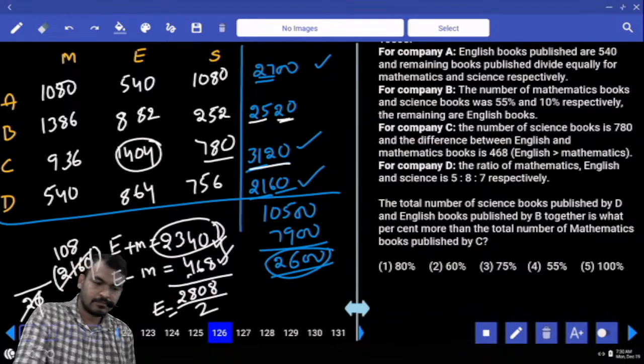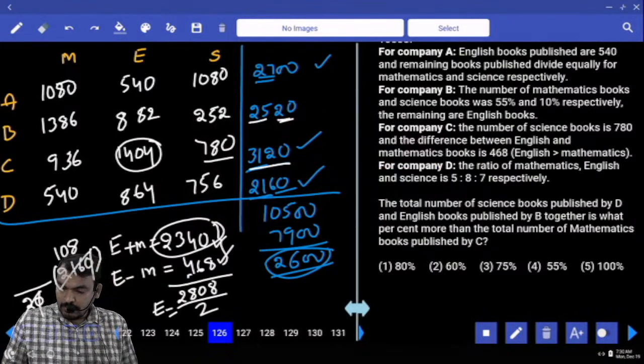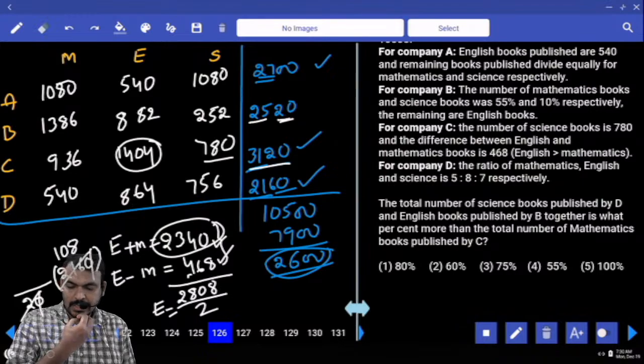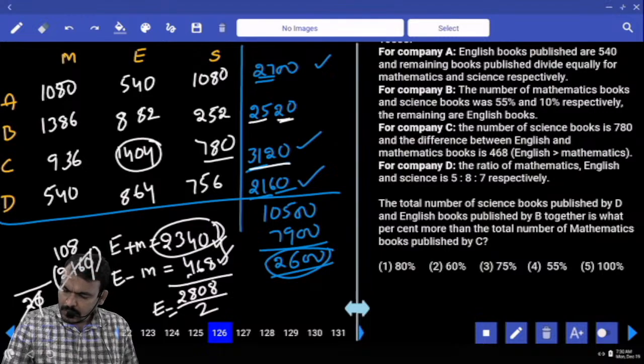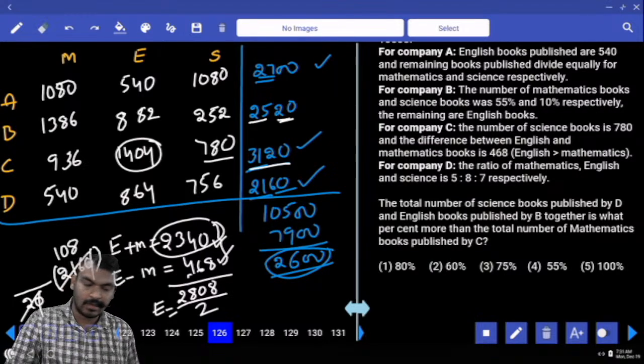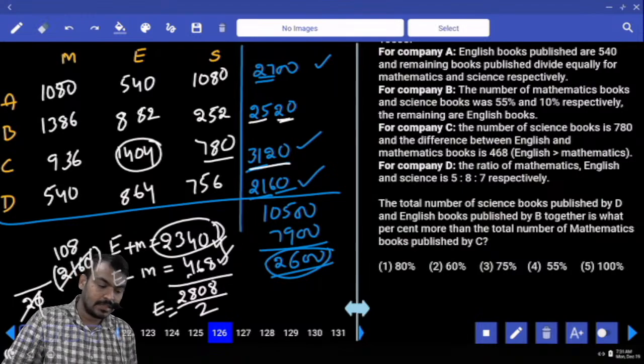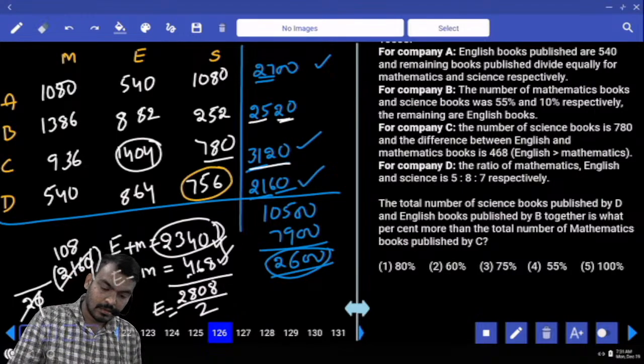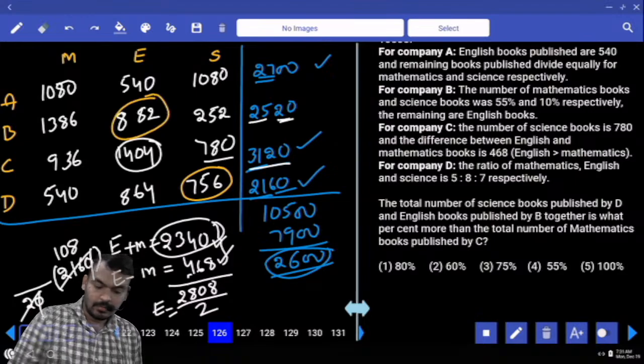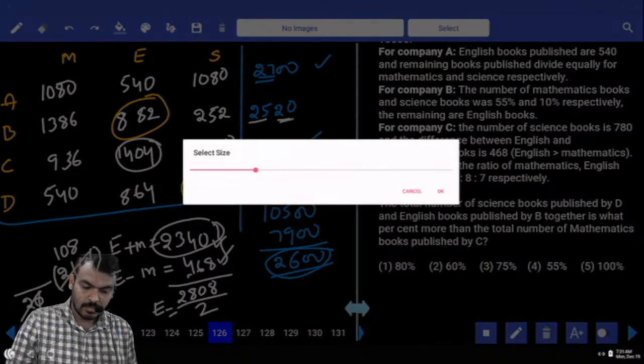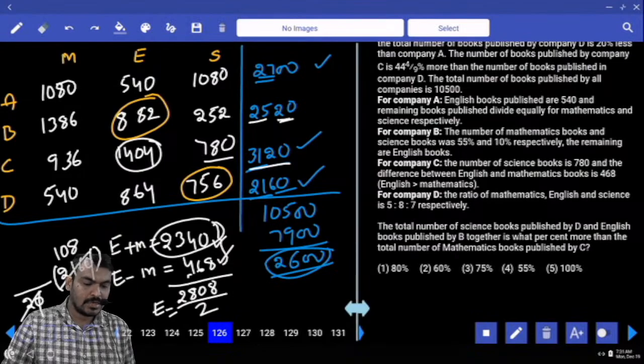What is the first question? The total number of science books published by D and English books published by B together is what percent more than the total number of mathematics books published by company C? Science in D. What is the science in D? 756. English in B, 882. Both are adding to 1638.